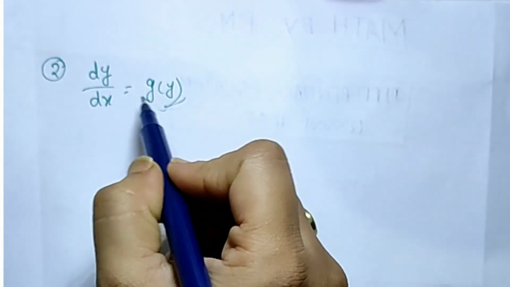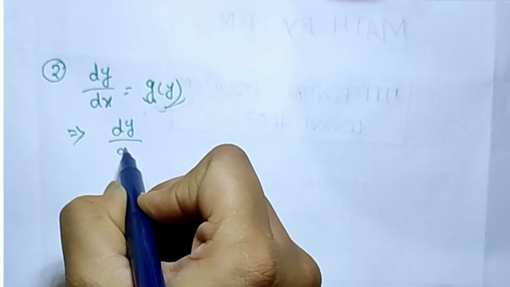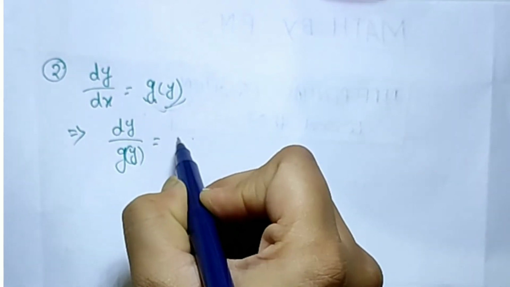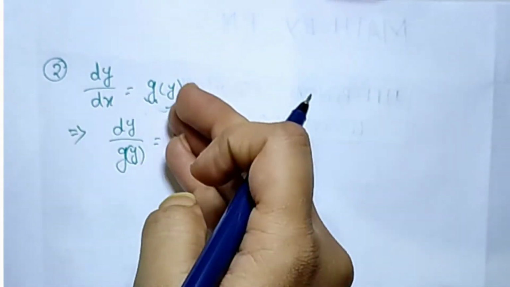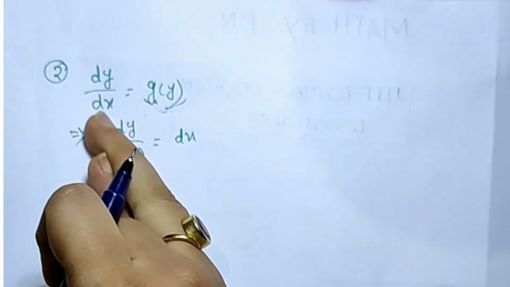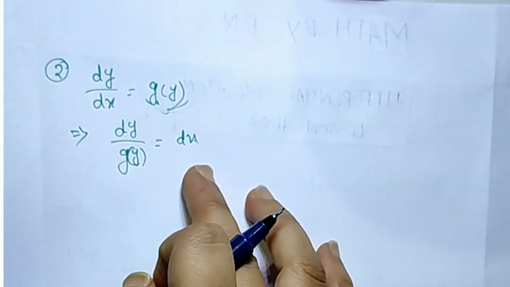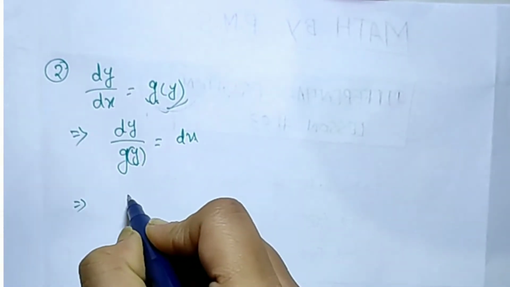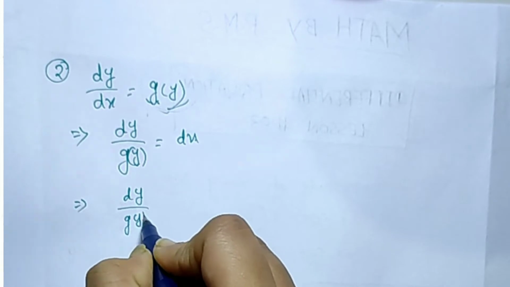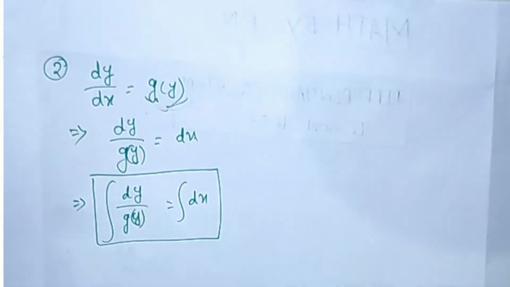So if we take this function on the left hand side, it will be dy by g(y) is equal to dx, by cross multiplication. g(y) is on the right hand side, so on the left hand side g(y) will be divided, and dx is multiplied on the right hand side. Now this is an equation. To find y we have to integrate both sides. This implies the integration of dy by g(y) is equal to the integration of dx. Now this equation will give us the solution to this differential equation.